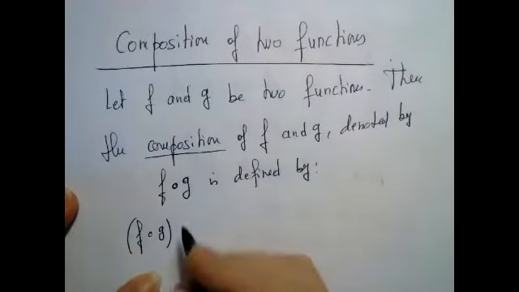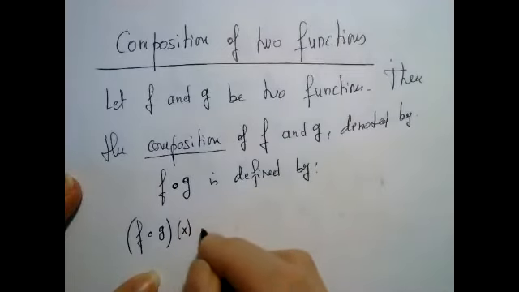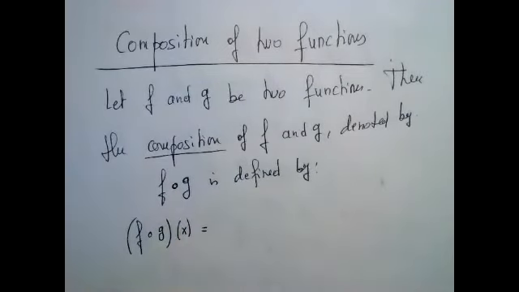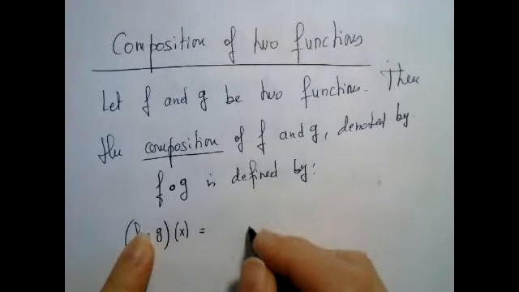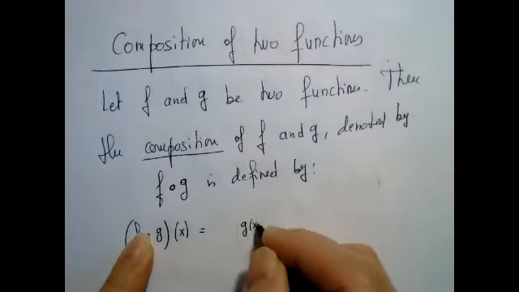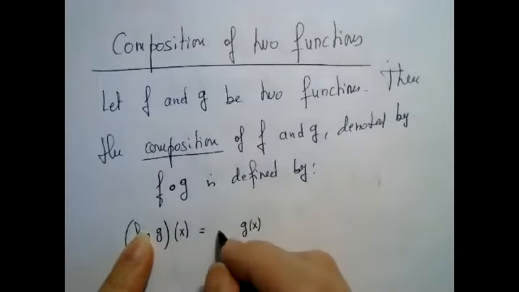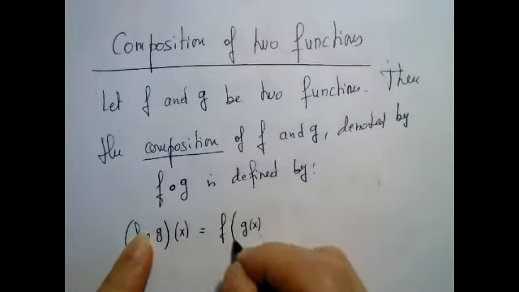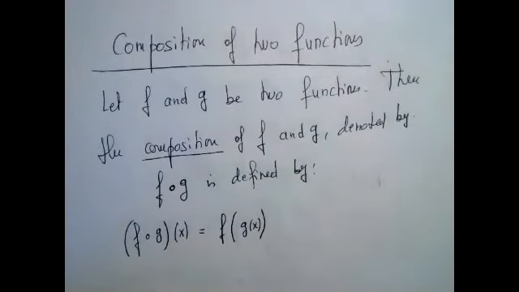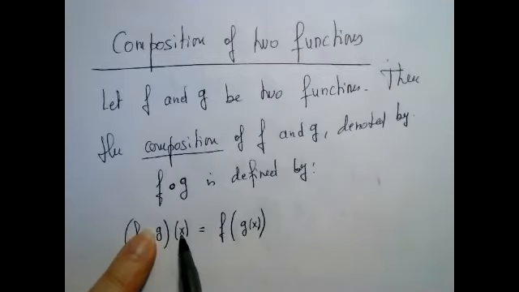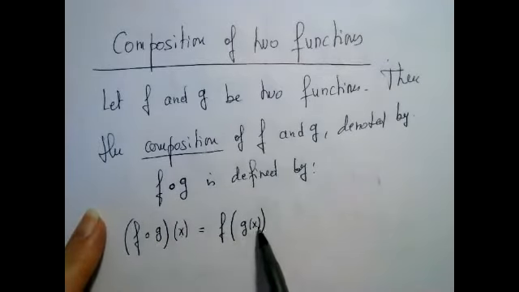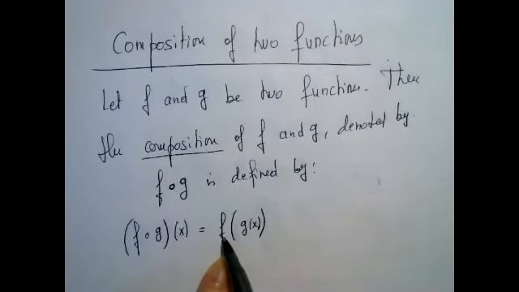It's defined as follows. You give it an x, and the output is going to be the following. You start with x, you evaluate g of x, and then you take f of g of x. So you start with x, you find g of x, and then g of x becomes an input for f, and you find f of g of x.